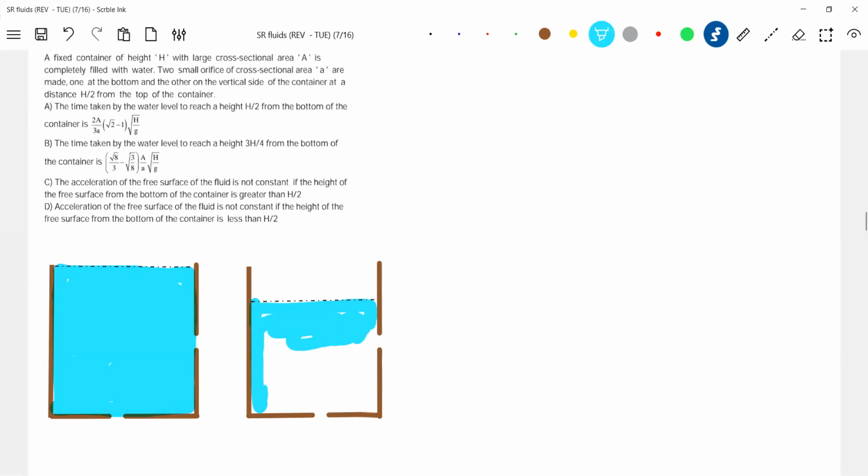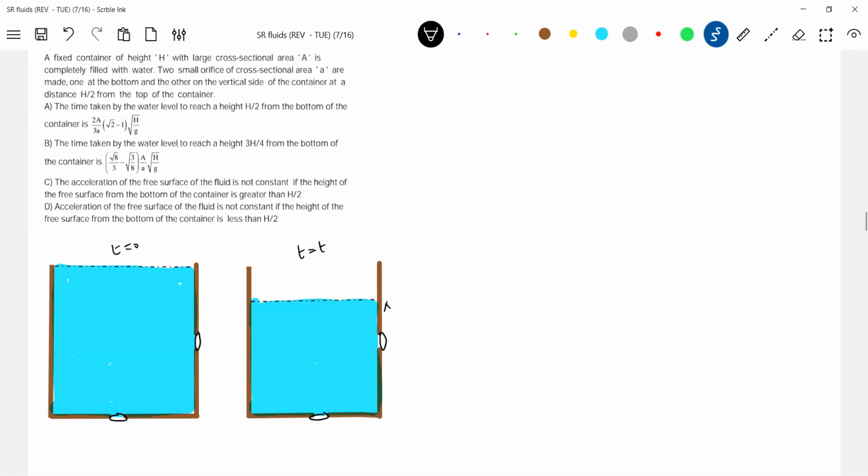First diagram is at t equals 0. Second diagram is at any time t. Okay, let me get into the calculation part. Both the holes... this is at t equals 0. This is at any time t.